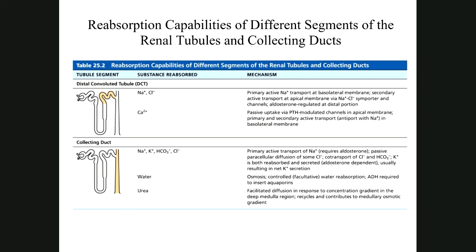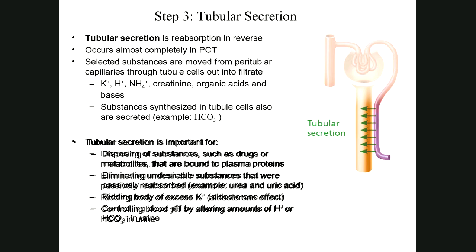Now we move to the third step, which is the tubular secretion. It is the reverse of the reabsorption and happens mostly in the proximal CT. Selected substances are moved from the peritubular capillaries through the tubule cells into the filtrate. Some of those substances are potassium, protons, creatinine, organic acid, and base.